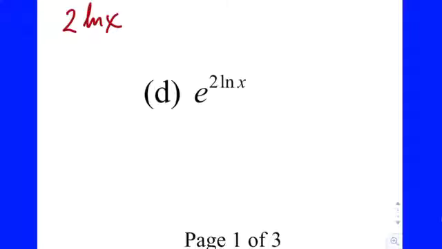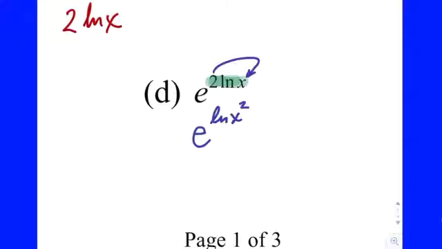I'll start you off with a hint. The log is in the exponent. So we're going to do this one in 2 steps. So it's just e to the, and pretend you're just working in the exponent. What would 2 ln of x become if we condense it? Ln of x squared. Yeah, that 2 comes back up as an exponent.